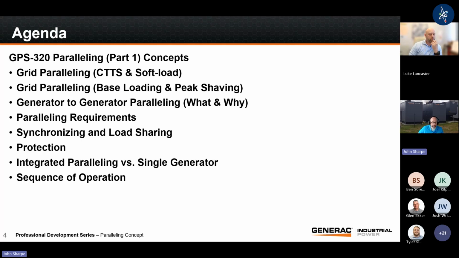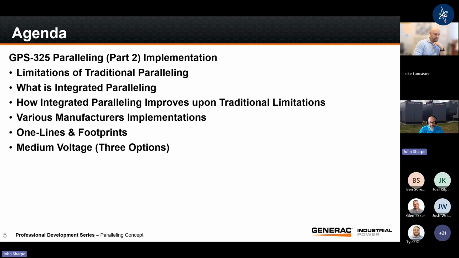So like I said, this presentation gets into a bit of the high level of dealing with paralleling. Why would you parallel? Different methods of paralleling. Talking about grid paralleling, paralleling requirements, synchronization, what type of protection would be required, and the sequence of operations. In the second presentation that we offer, we talk more about specifics to gen-to-gen paralleling, how you do it the traditional way that's been done for years with paralleling switchgear versus the integrated methodology that's been around now 20, 25 years. It talks of comparisons of different types of installations and how we deal with medium voltage options.